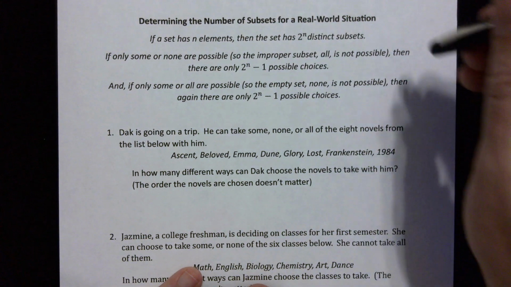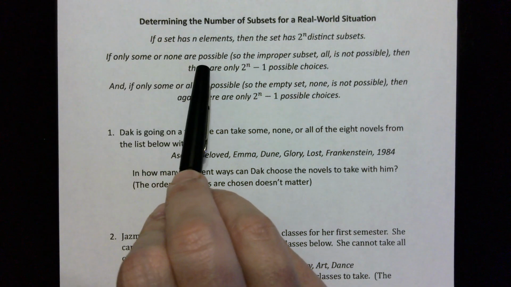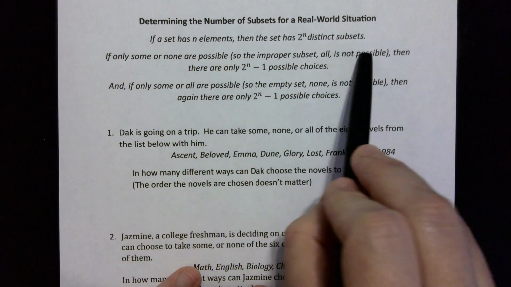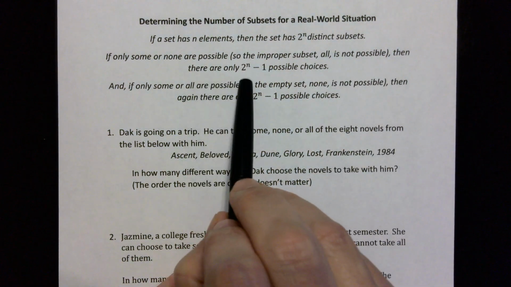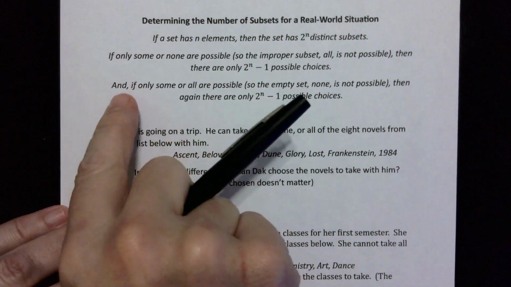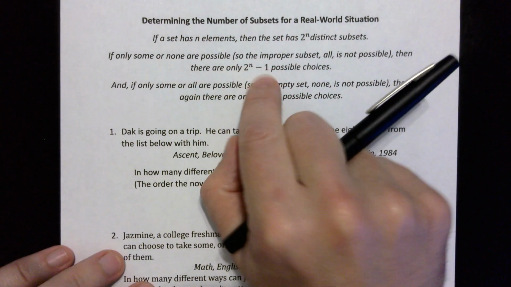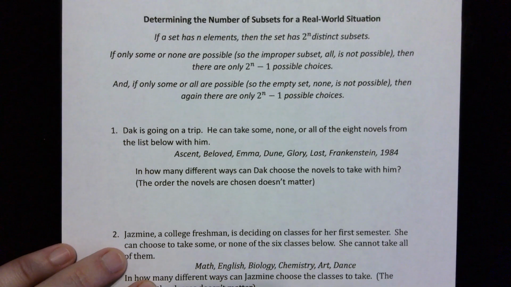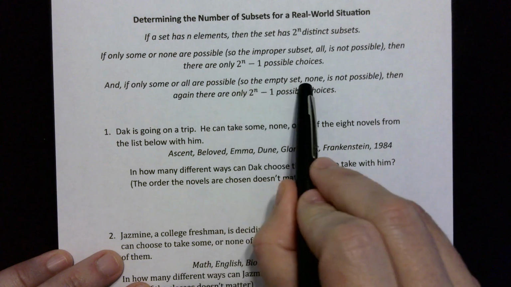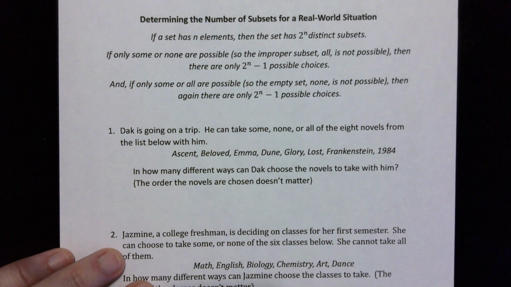Now we have some special cases. If they say only some or none is possible, so you can't choose all, in other words, all is not possible, then there are 2 to the n minus 1 possible choices. You still do 2 to the n, but you subtract 1. Likewise, if it says only some or all are possible, so the empty set, none, is not possible, you do the same thing: 2 to the n, and then subtract 1 from that.